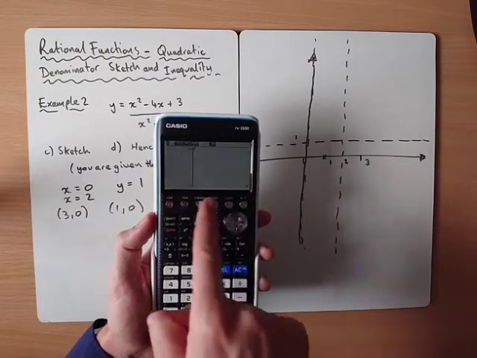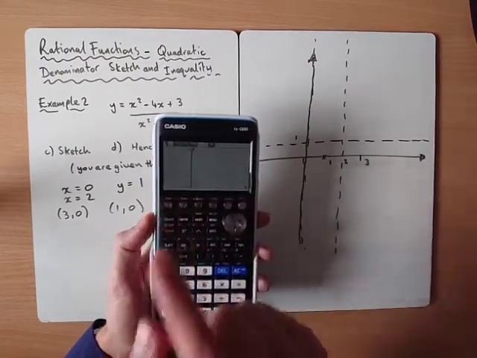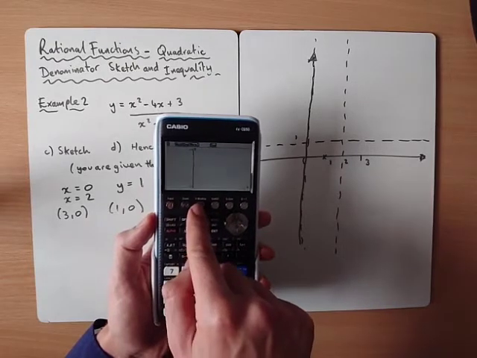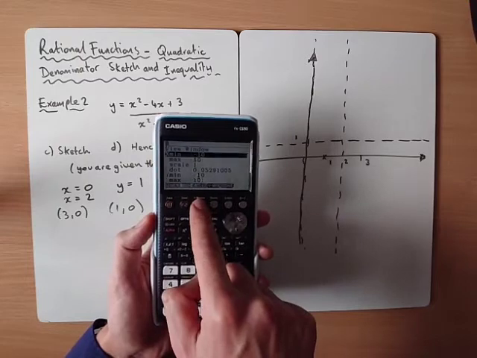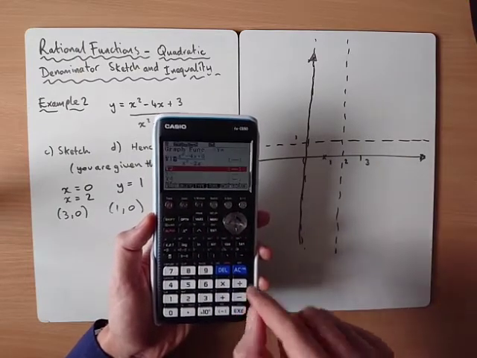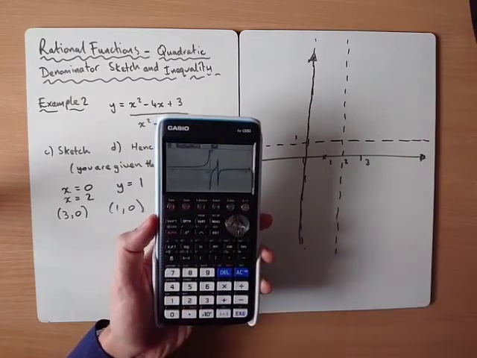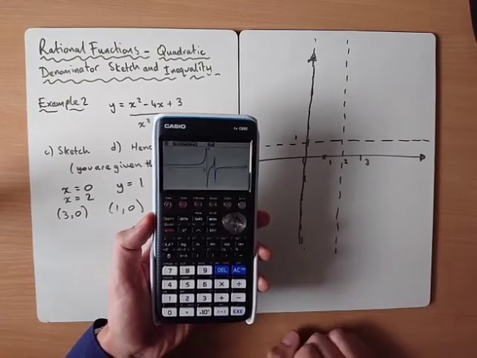Now, you might think, well, that's not much use, I can't see the graph at all, but it's to do with your viewing window. So if you press F3 for viewing window, and then put it into standard, and then press execute, you get a much better idea about what's going on.